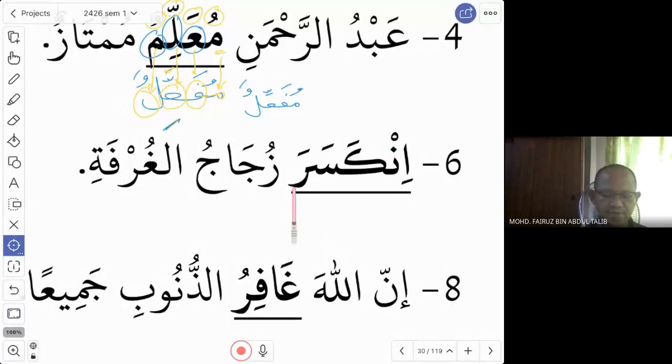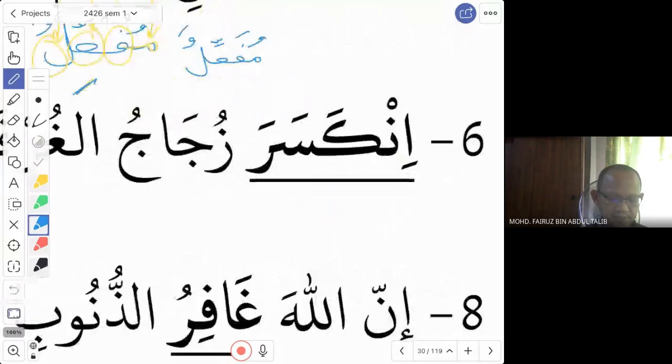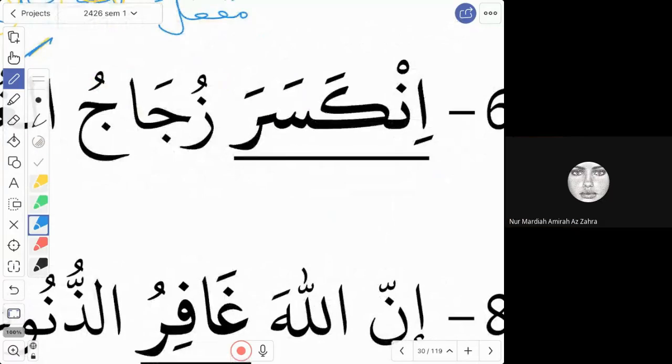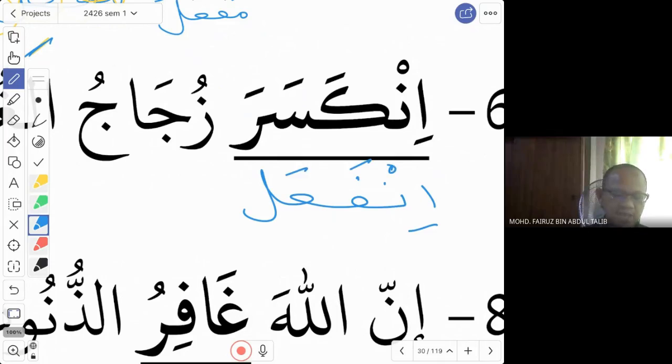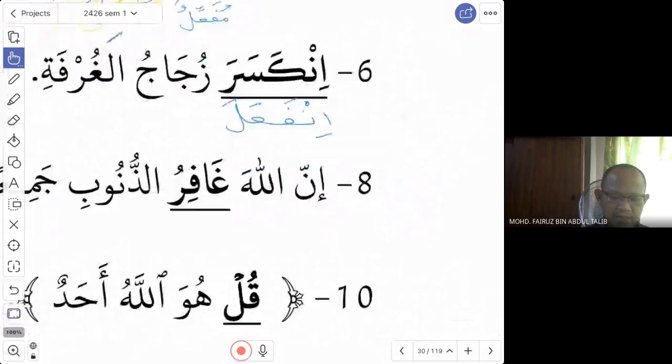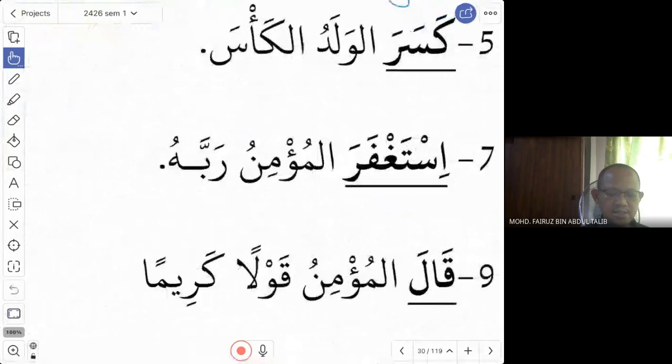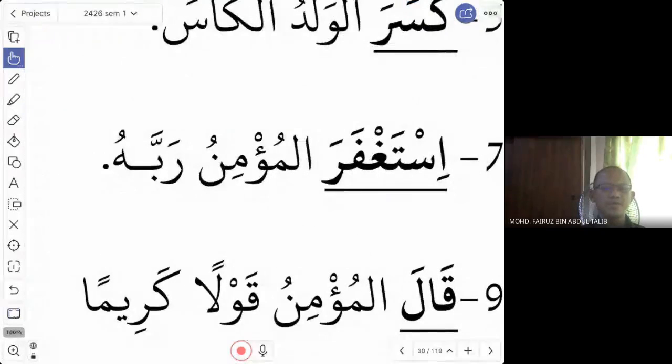So this is fi'l. We have also covered this in the previous lesson. What is the wazan? In kasara? In fa'ala. So since it is a fi'l, we can do this quickly. In fa'ala, that is the wazan. Number 7. Istaghfaral mu'minu rabbahu. The mu'min sought forgiveness from his Rabb, from his God.